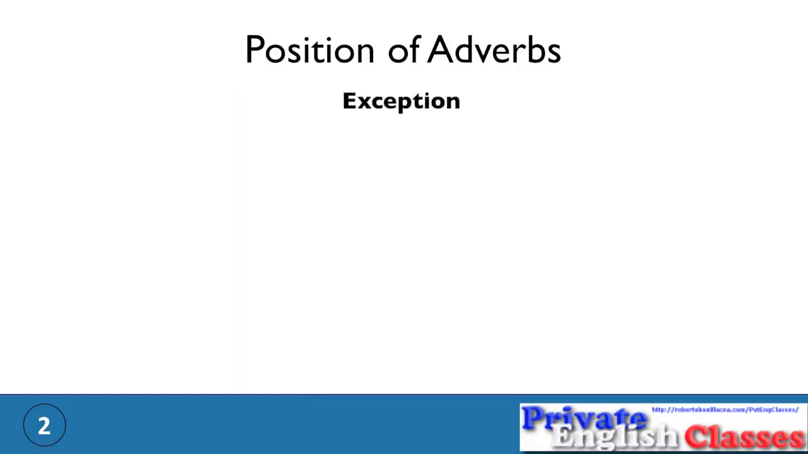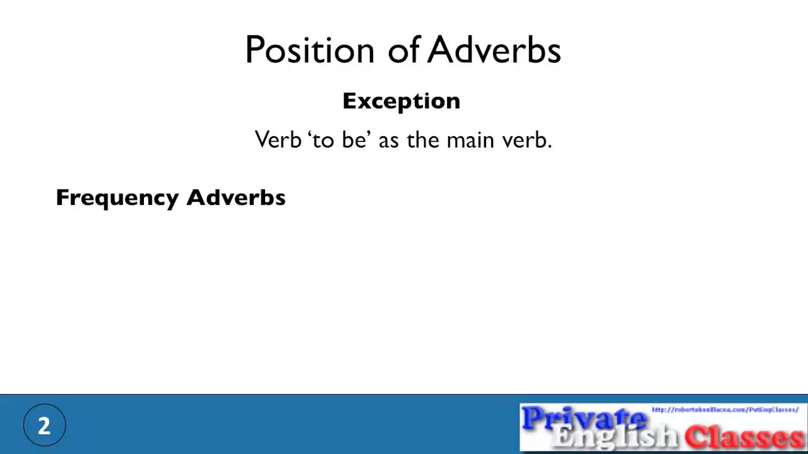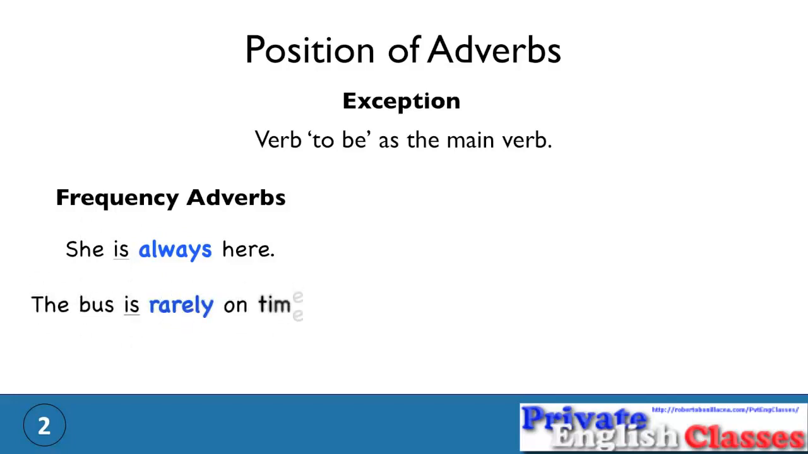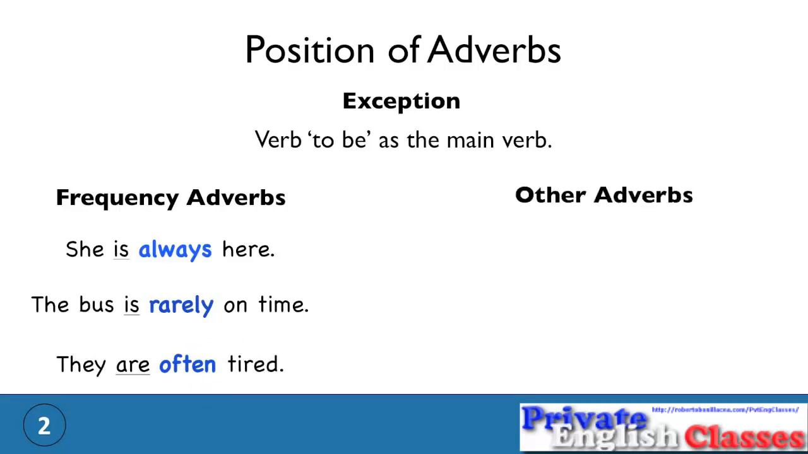Now, there is one exception, and that's the verb to be as the main verb. When it comes to the verb to be, whether it's an auxiliary or the main verb, adverbs always come after it. For example, for frequency adverbs, she is always here. The bus is rarely on time. They're often tired.